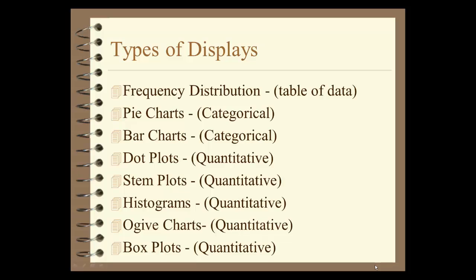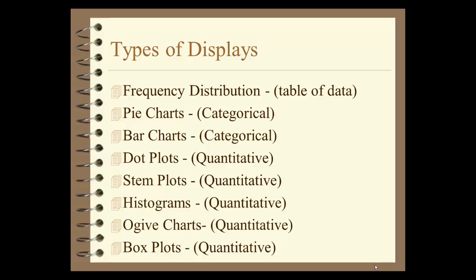Let's begin with an overview of the types of different displays we'll be discussing today. Number one, we're looking at a frequency distribution, which is actually not a graph, but a way of organizing the data in order to make the other charts and graphs that we'd like to look at. We'll lump the next two together, pie charts and bar charts. As we look at those, the interesting characteristic of those is that they are used for categorical data as opposed to quantitative or numerical data.